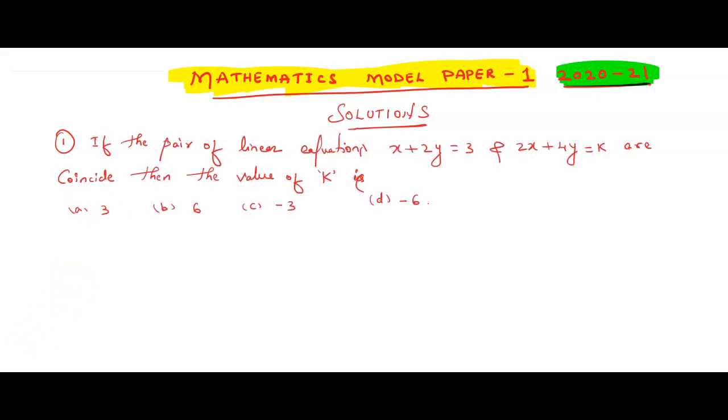See here children, the first question is, if the pair of linear equations x plus 2y is equals to 3 and 2x plus 4y is equals to k are coincide, then the value of k is option A 3, option B 6, option C minus 3 and option D is minus 6. So see children, how to solve this question. I am going to show you the complete explanation about this topic.